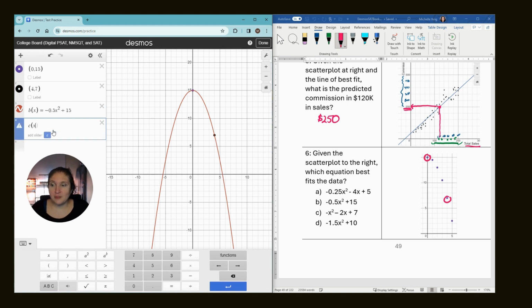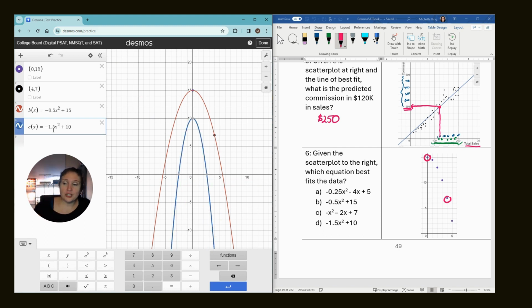But let's just double check the other answers. So I'm going to leave B up there and type in C on the next line. And it is important just to take the extra minute to double check your work. It's clearly not letter C, just in case sometimes you mistyped something or your estimation was off. Just take the extra couple seconds. And now we know for sure choice B is the correct answer.